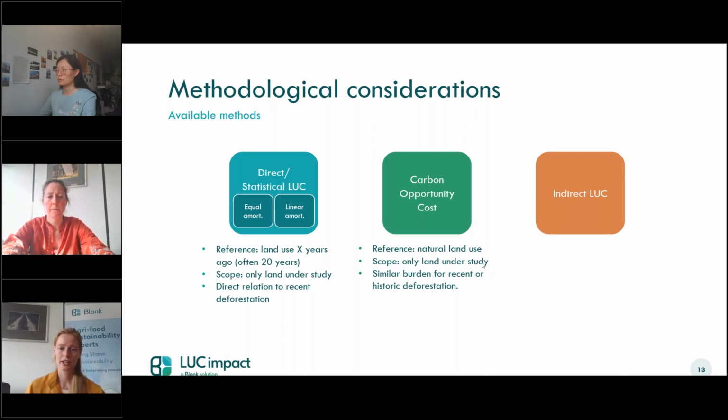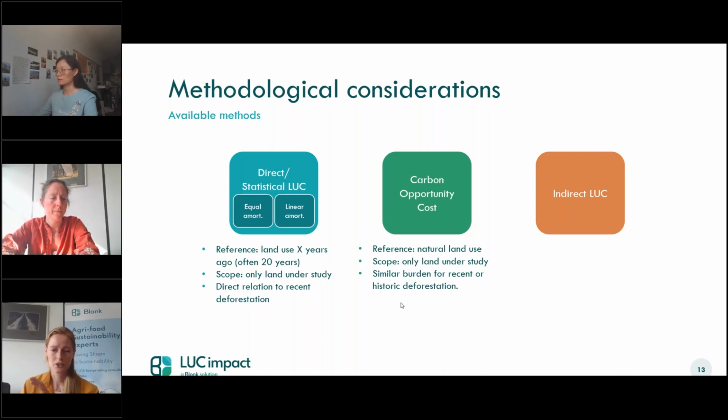The scope is still to look at the land under study. So with this, I mean the land used to grow a specific commodity or a specific crop that you're studying. And in this way, it's sort of decoupled of the timing of deforestation or land conversions that took place.